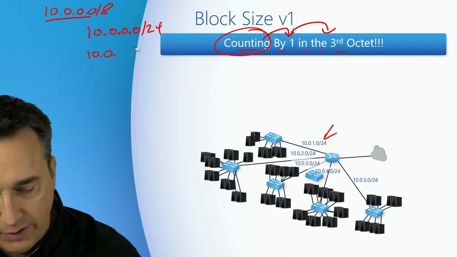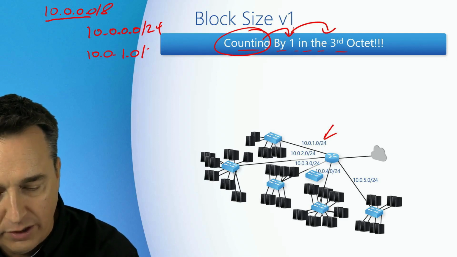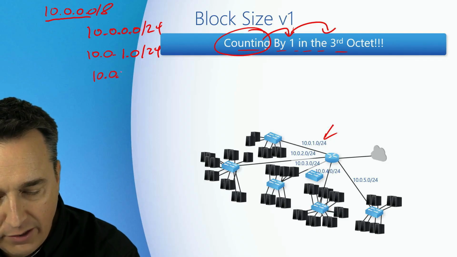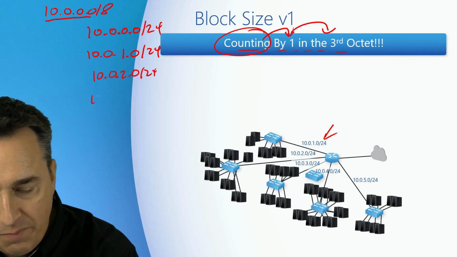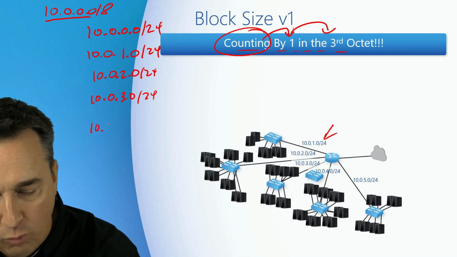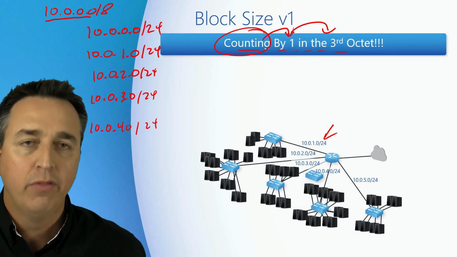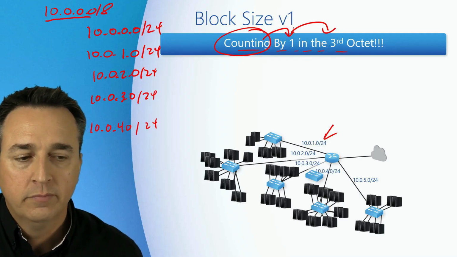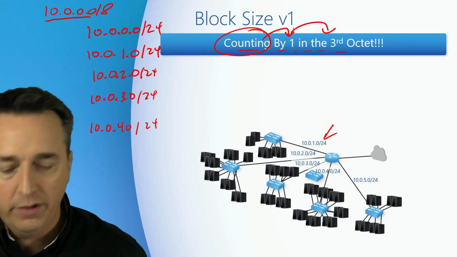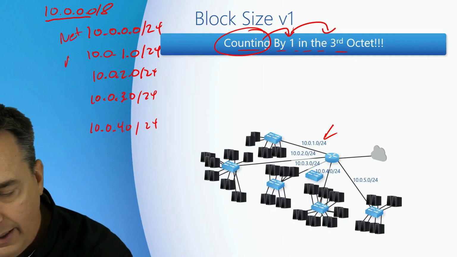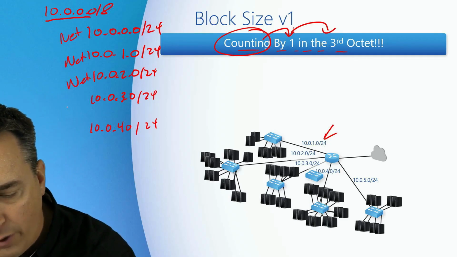10.0.0.0/24, 10.0.1.0/24, 10.0.2.0/24, 10.0.3.0/24. See, I'm counting by 1 in what? The third octet. I'm counting by 1 in the third. And what are these? Network IDs, network ID, network ID, network ID, network ID.